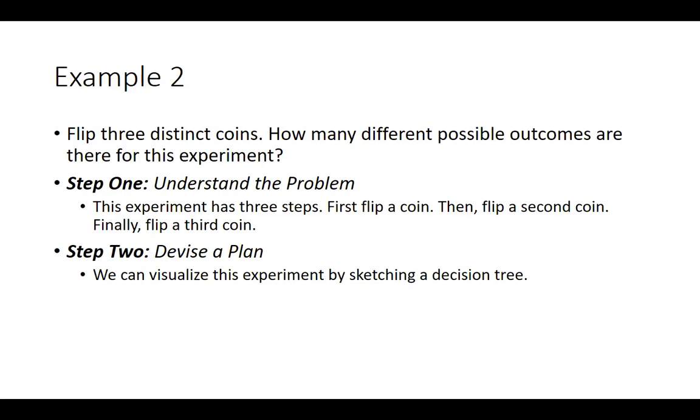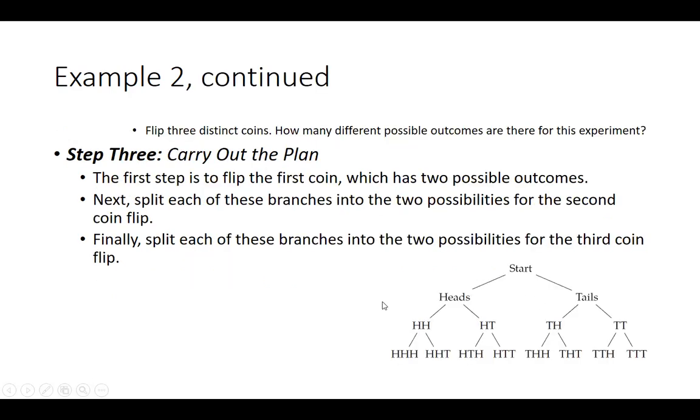So example 2, flip 3 distinct coins. How many different possible outcomes are there for this experiment? Step 1, understand the problem. This experiment has 3 steps. First, flip a coin, then flip a second coin, finally flip a third coin. Step 2, devise a plan. We can visualize this experiment by sketching a decision tree. So let's carry out the plan.